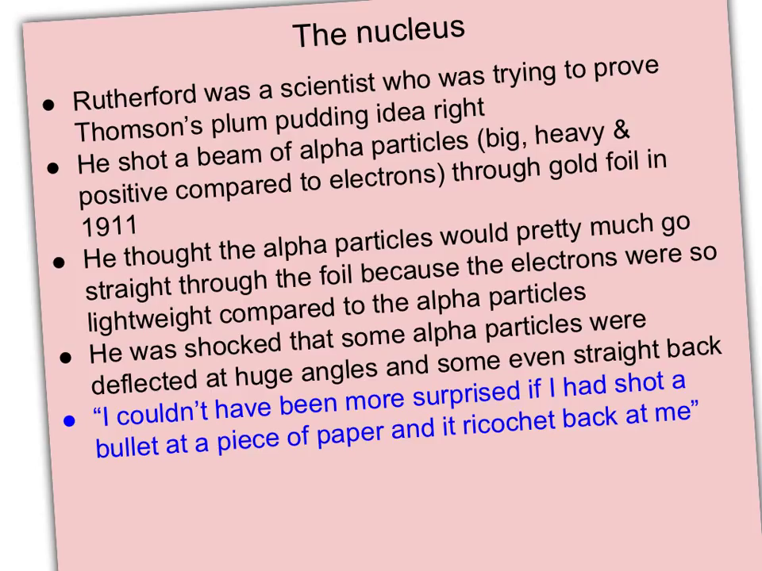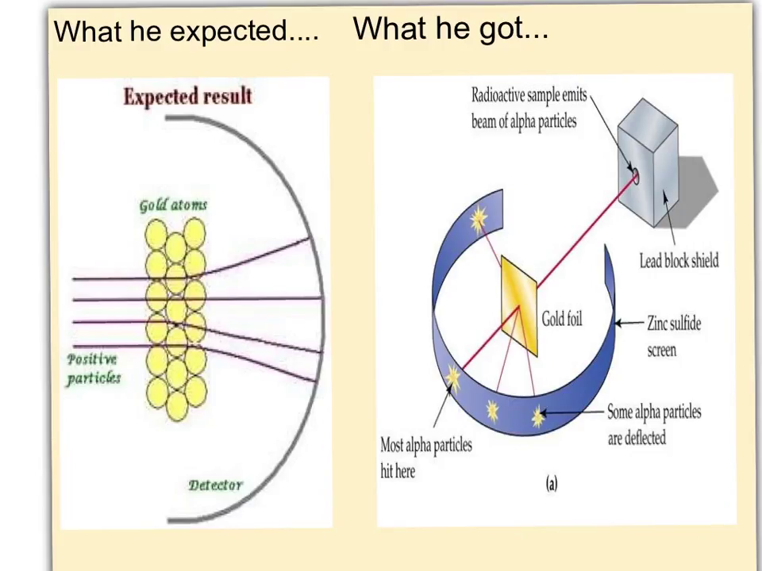So he was absolutely shocked that some of the alpha particles were deflected at huge angles. And in fact, some even shot straight back. It was like they hit a brick wall and bounced backwards. And in fact, he was said to have exclaimed that he couldn't have been more surprised if he had shot a bullet at a piece of paper and it ricocheted back at him, which would be pretty amazing.